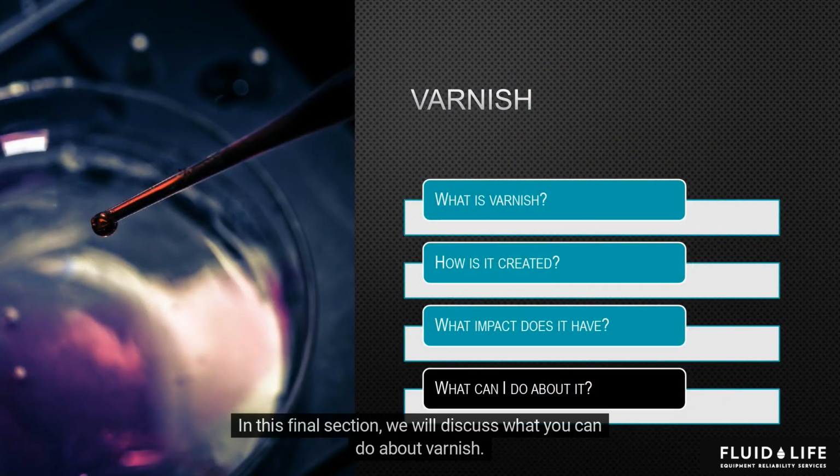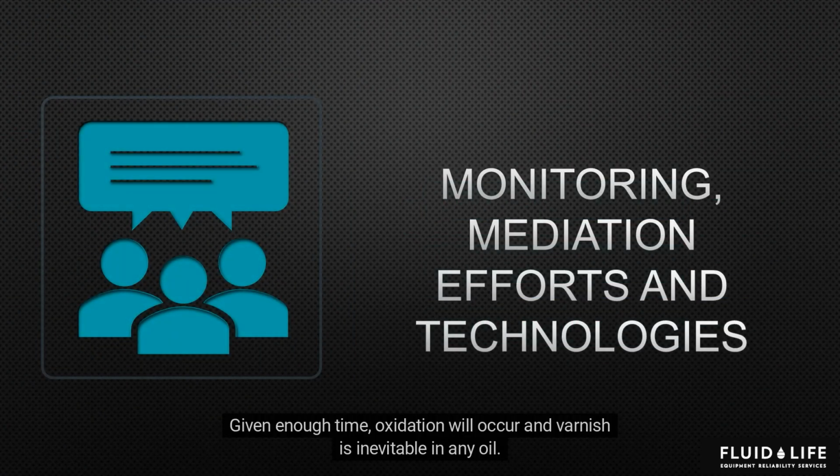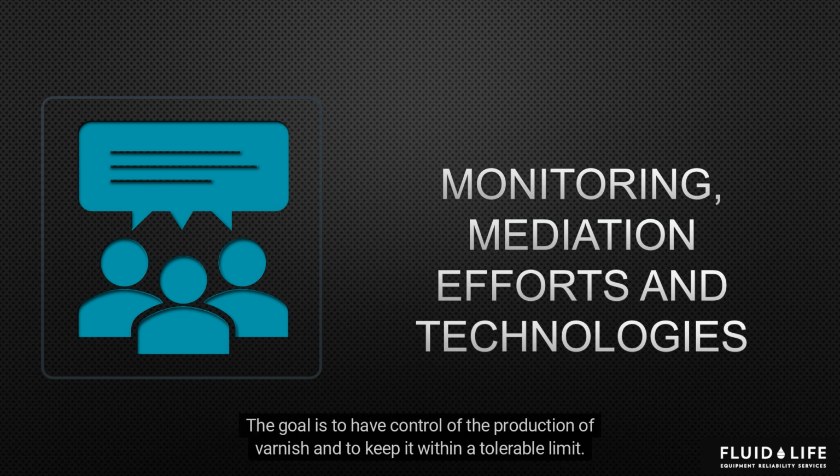In this final section, we will discuss what you can do about varnish. Given enough time, oxidation will occur and varnish is inevitable in any oil. The goal is to have control of the production of varnish and to keep it within a tolerable limit.